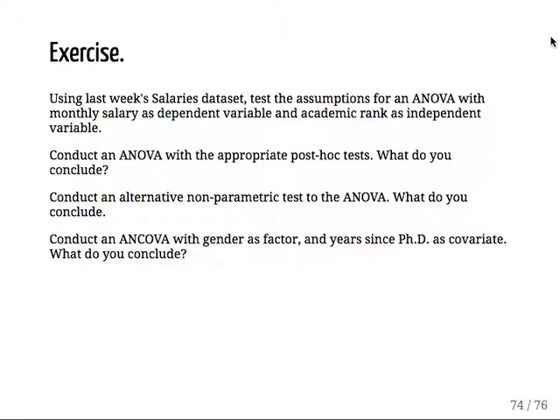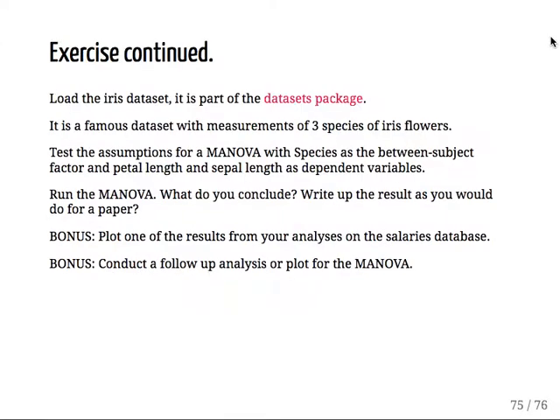Then I would like you to use the post-hoc tests. What do you conclude? I would like you to use a non-parametric alternative to this. And then I would like you to do an ANOVA with gender as a factor and year since PhD as a covariate. What do you conclude? Is it the case that after you control for how long people are academically tenured, you no longer find a gender effect, or that you do find a gender effect?